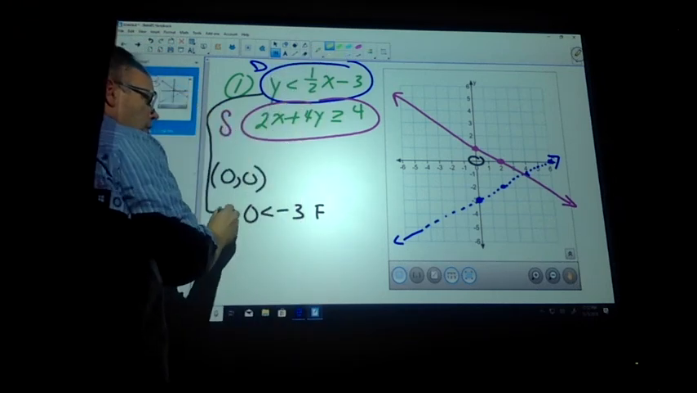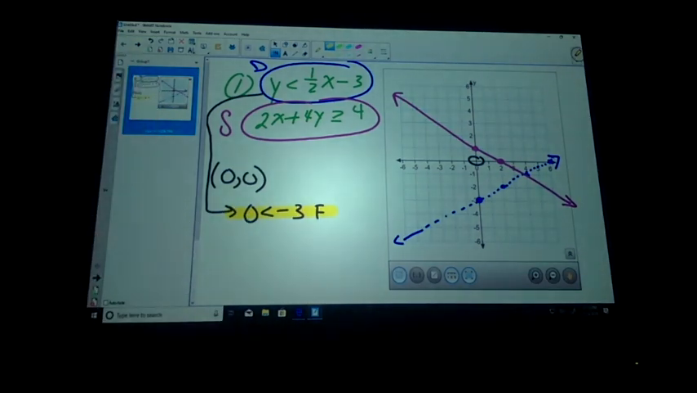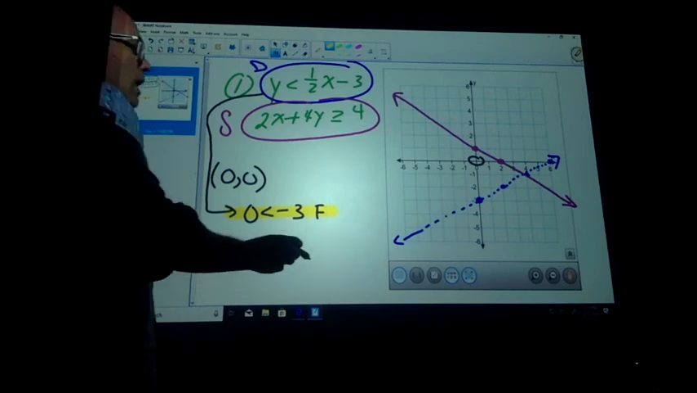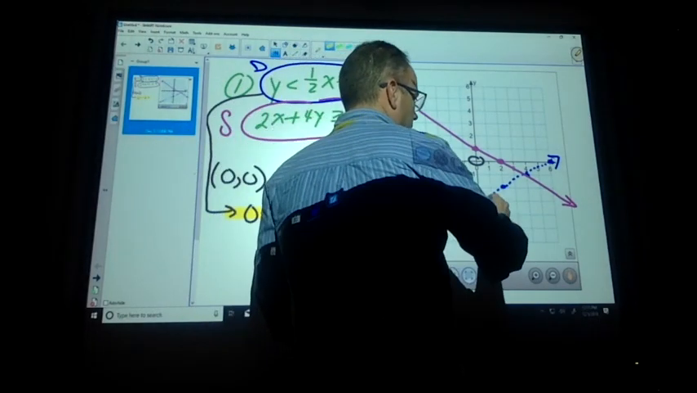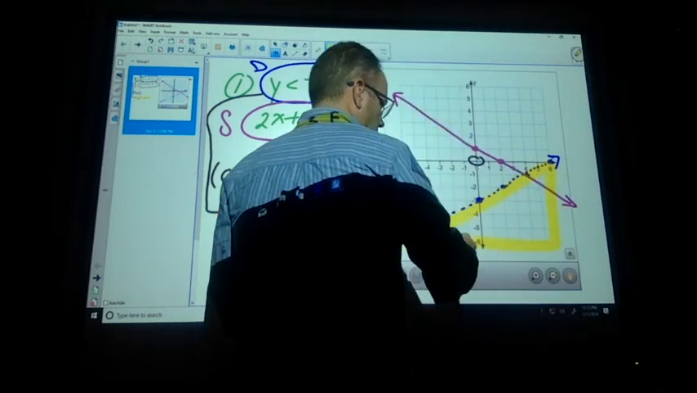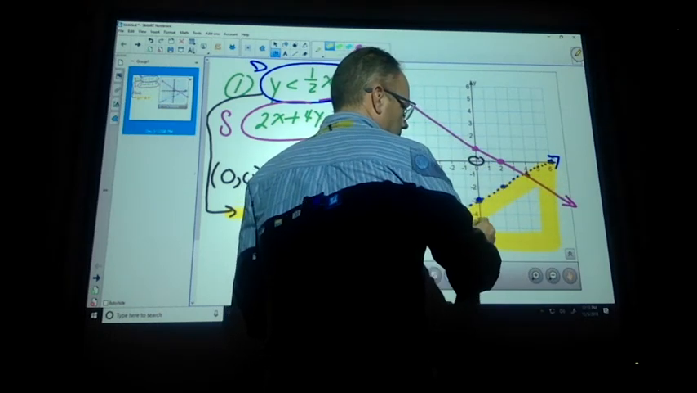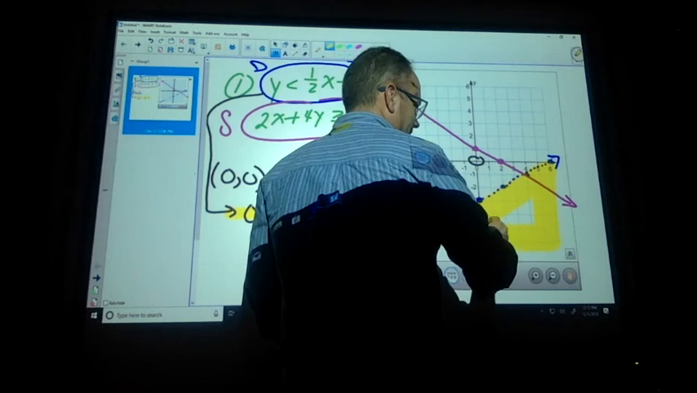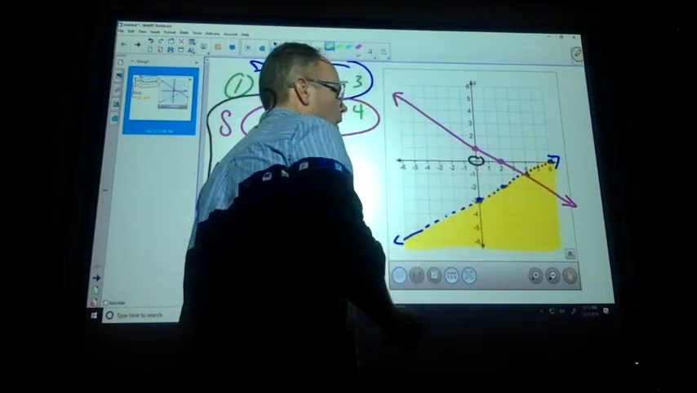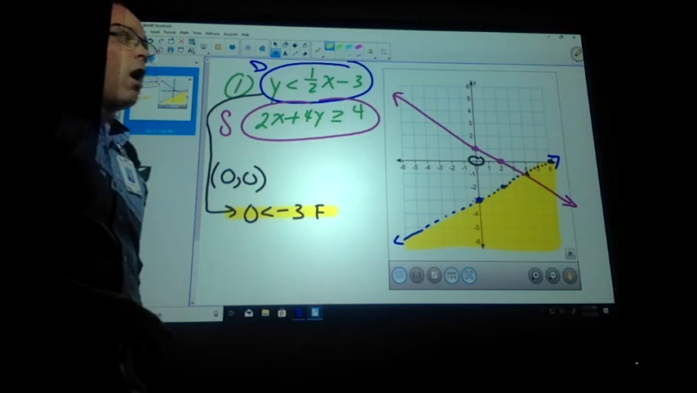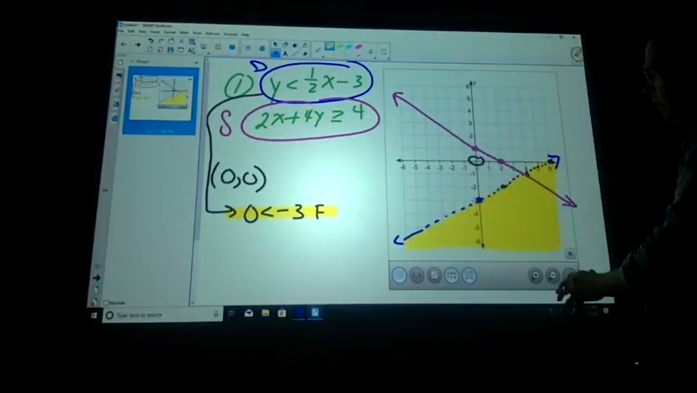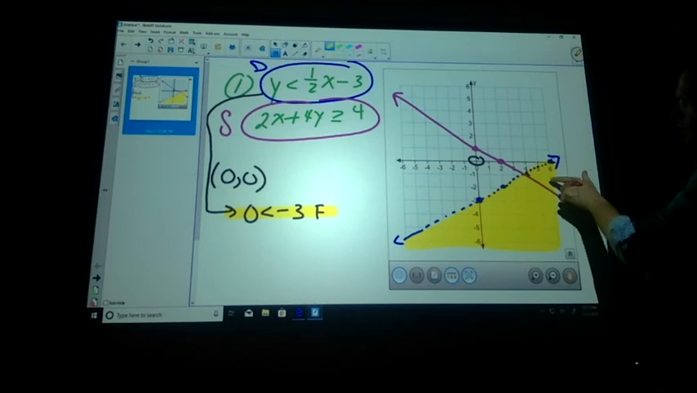Let's do the shading in yellow. That gave us a false statement. So talk to me about where I am shading in reference to the blue line. I'm going below it. Good. So below this blue line, I'm going to shade. Cool? Now our answer is either going to be down here or this little region here.